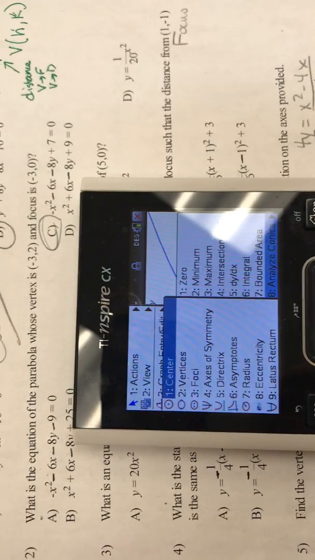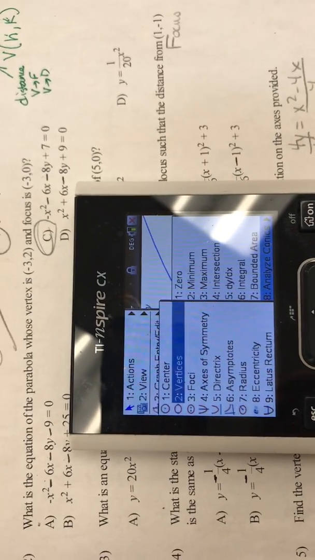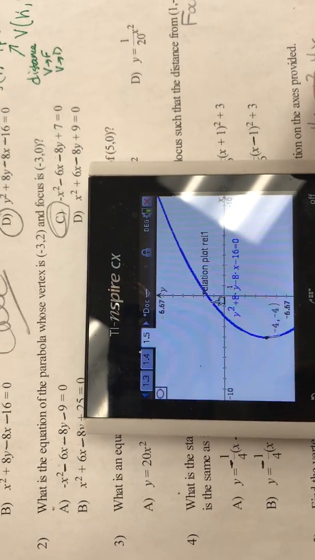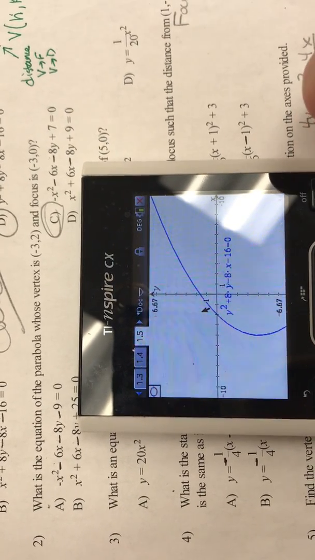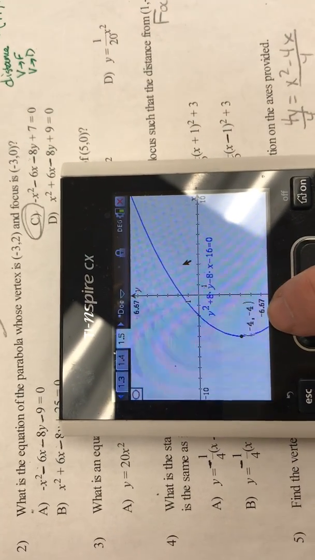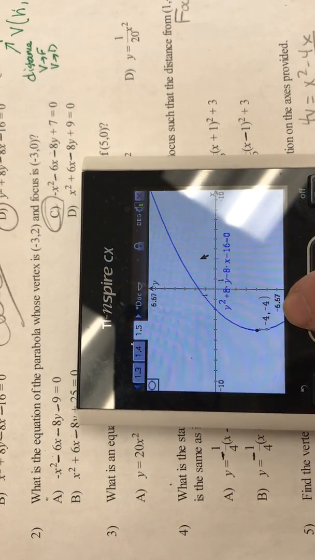And now we can just locate the vertex, because they gave me the vertex. If I hover on it and we're off of it, we don't see it. If I hover on it and click, when I move away, it is right there: (-4, -4), which is what they told me the vertex was.